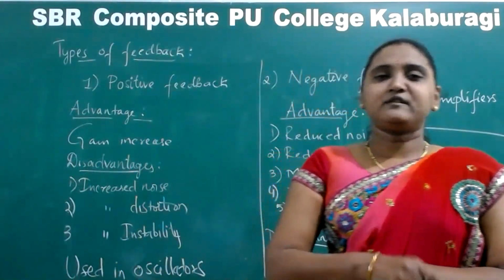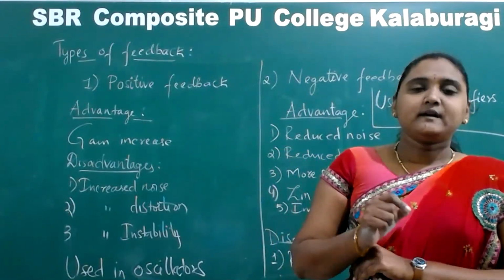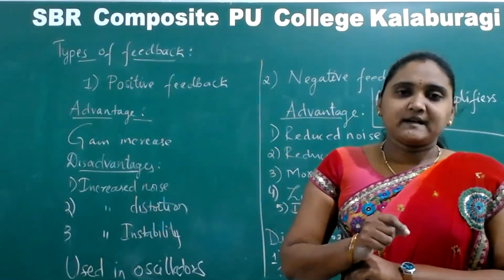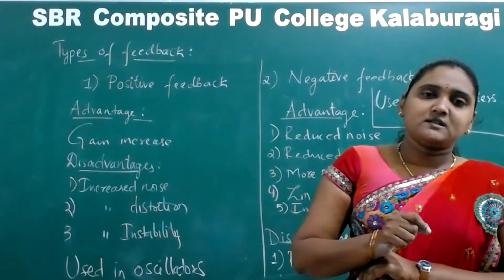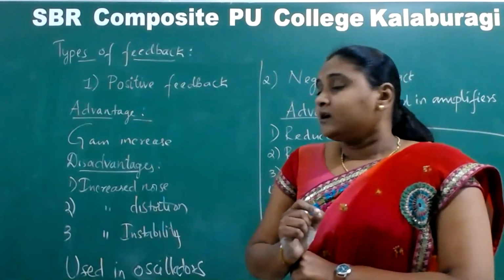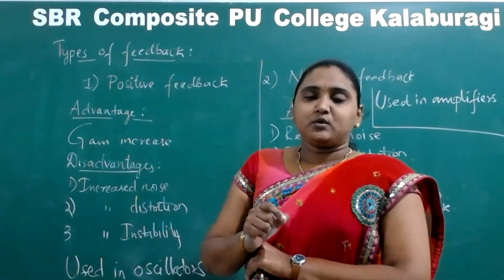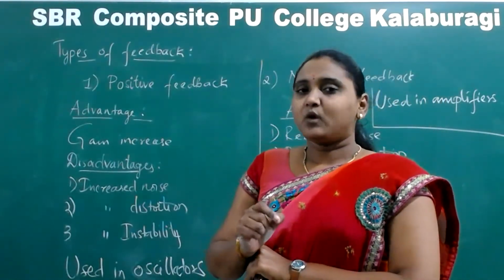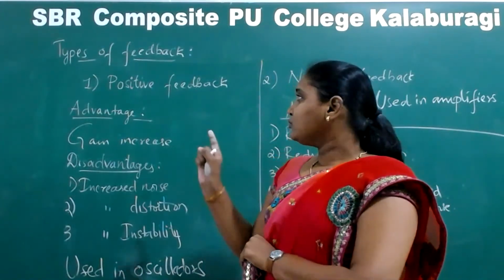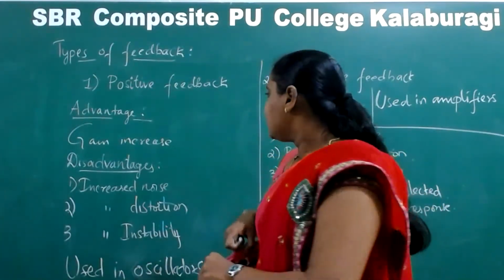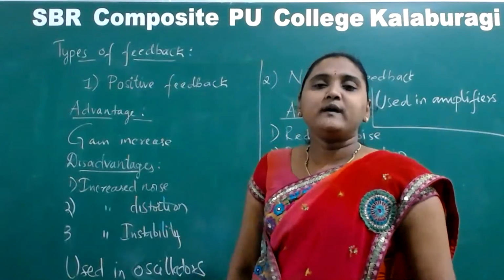So a feedback amplifier is an amplifier with the feedback signal. If a feedback signal is present, then that type of amplifier is called a feedback amplifier. And what is feedback? A portion of the output is applied back to the input. That is called feedback.